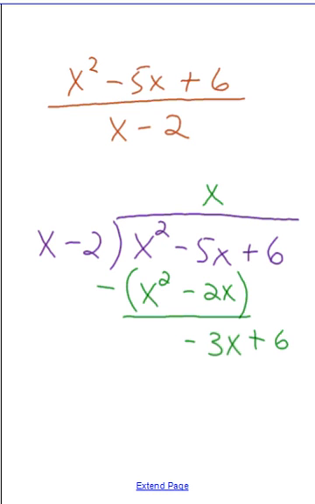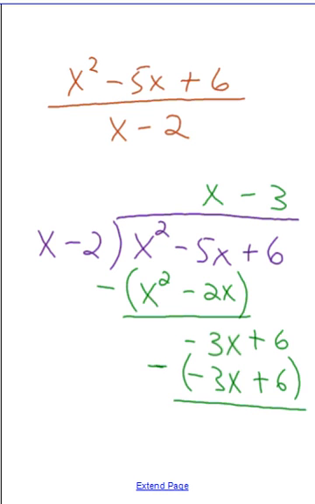What times x equals negative 3x? Minus 3, right? So it's important to stay very organized here. Negative 3 times x is negative 3x. Negative 3 times negative 2 is negative 6. And once again, I have a remainder of 0. I made sure only one problem has a remainder; if I have to, I'll make one up at the end.